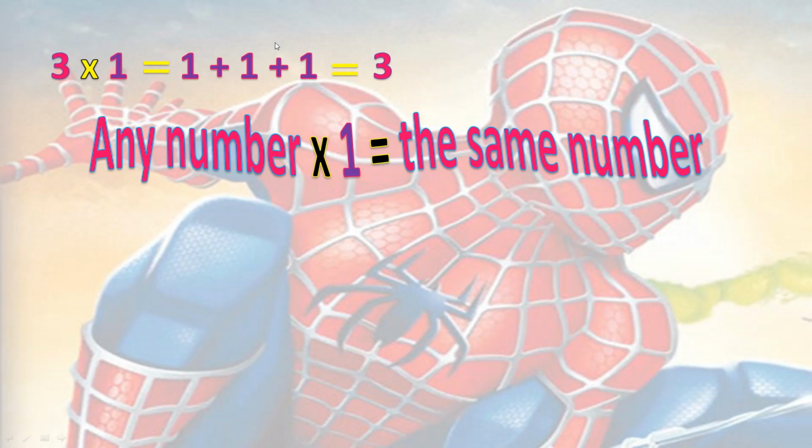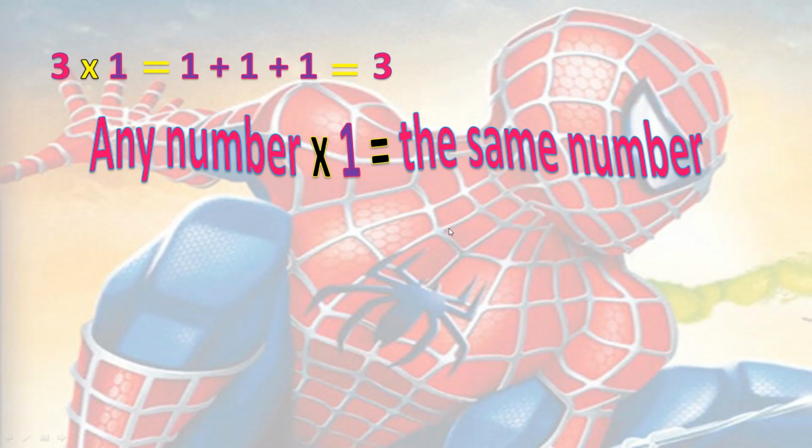Like 5 times 1, that means I repeat the number 1 five times. Repeated addition: 1 plus 1 plus 1 plus 1 plus 1 equals 5. So 5 times 1 equals 5. 1,000 times 1 equals 1,000. Any number times 1 equals the same number.